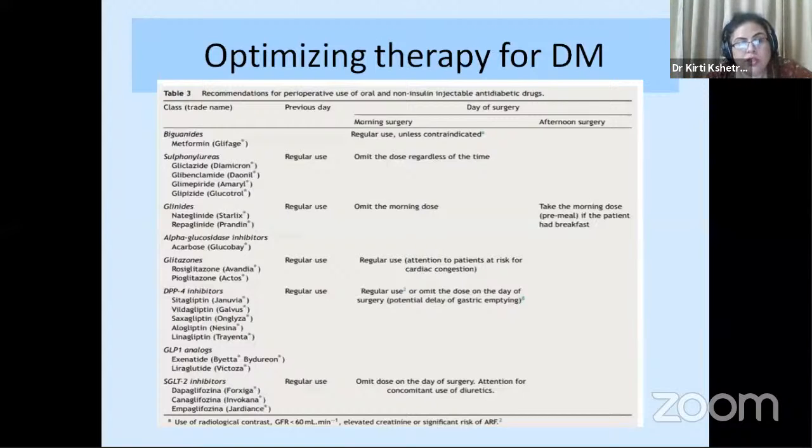Omit the dose on the day of surgery if there is a potential for delay in gastric emptying. For SGLT2 inhibitors, there is not sufficient data to suggest whether they can be continued on the day of surgery. Hence, they should be omitted on the day of surgery. Attention should be paid to concomitant use of diuretics.